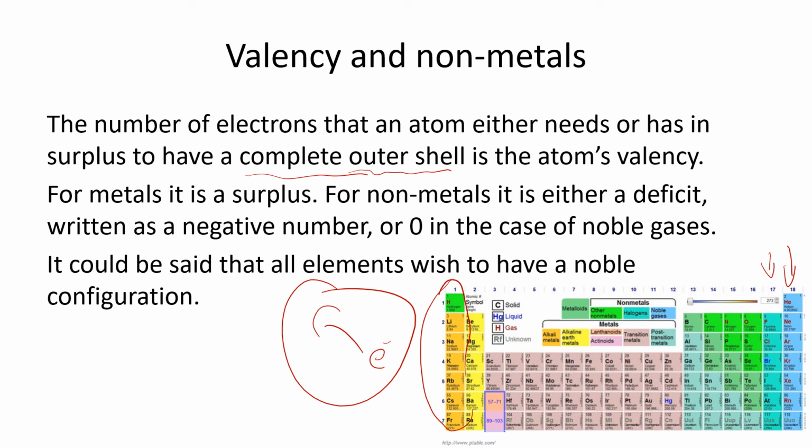So, metals tend to have a surplus amount of electrons, kind of like the case I just gave with the alkali metals. But for non-metals, it tends to be a deficit, okay? And they tend to want to get electrons from wherever they can, and they do it by reacting with a metal, taking that extra electron to fill their outer shell.